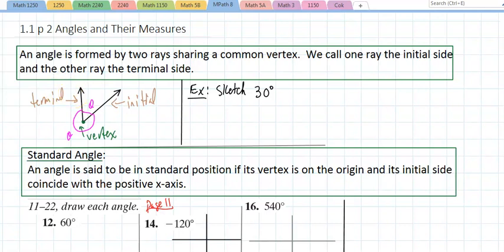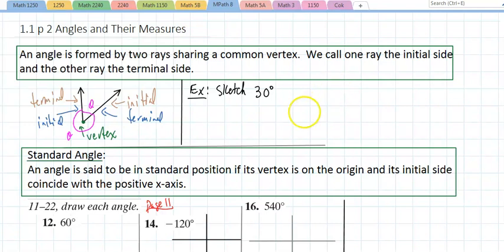Or I could say, wait a minute, that's not true. This is the initial side, and this is the terminal side. Meaning this is where I begin, this is where I end, depending on which angle I'm talking about. So this definition is not really specific.